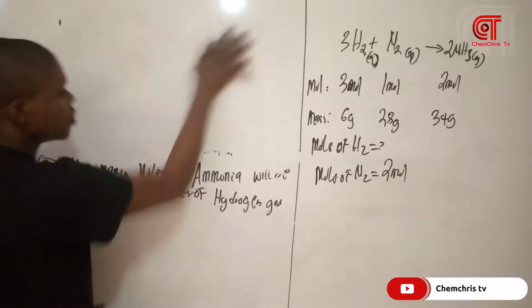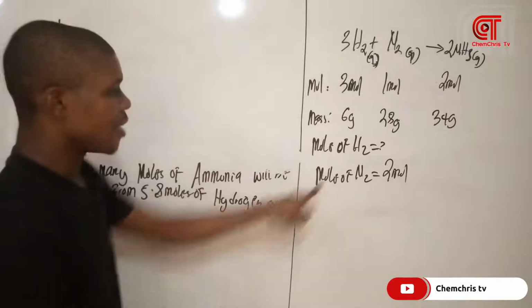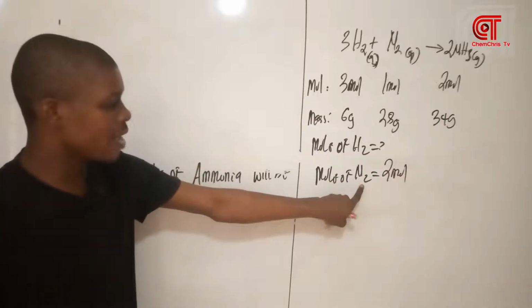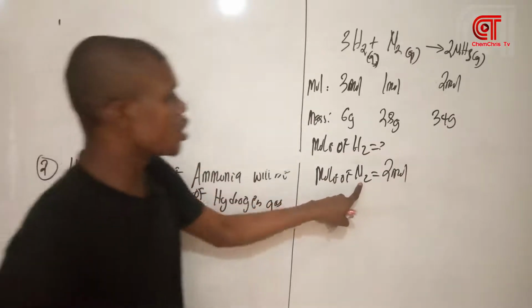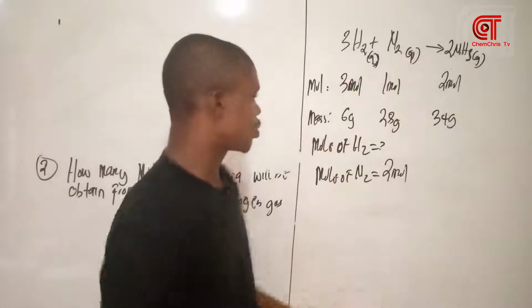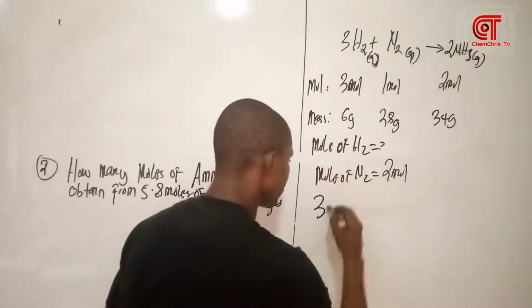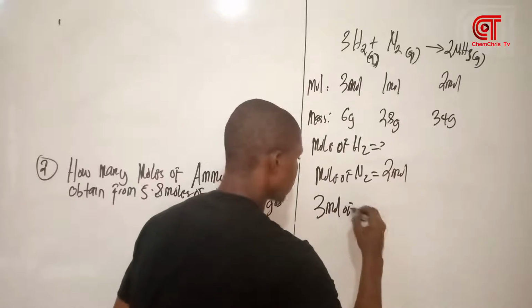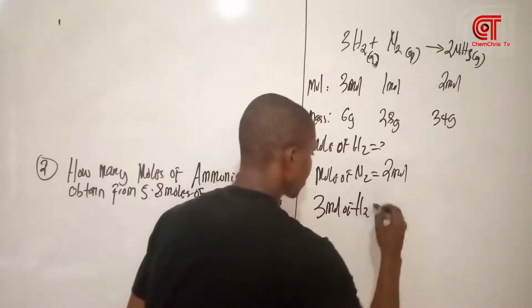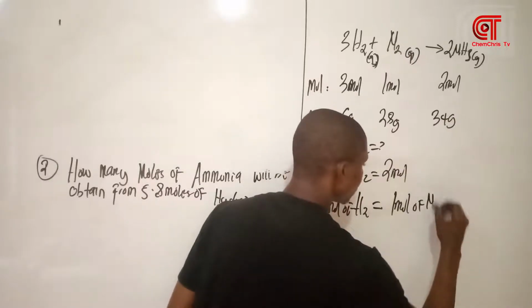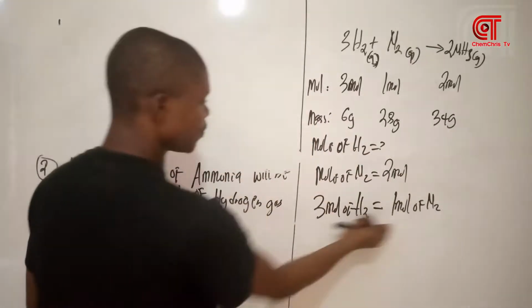So I'm going to do that here. Remember, we are looking for the mole of H2, and I will be giving you the mole of N2, right? So it's going to be a mole to mole relationship. From the balanced chemical equation, 3 moles of H2 is equal to 1 mole of N2, right? So that is from the balanced equation.